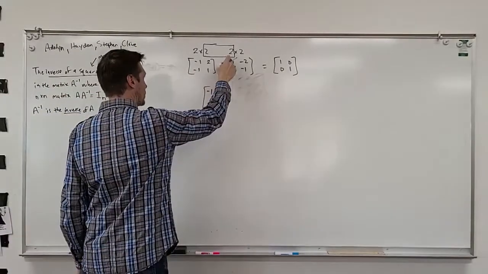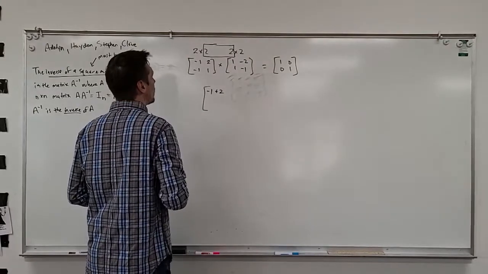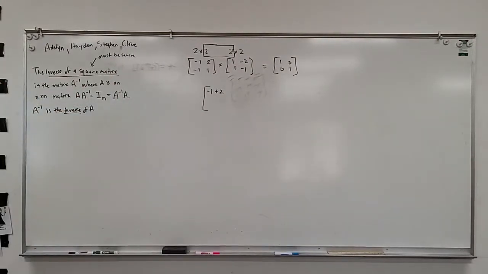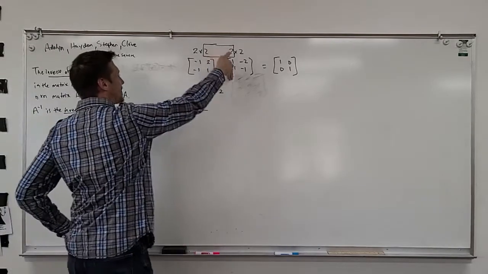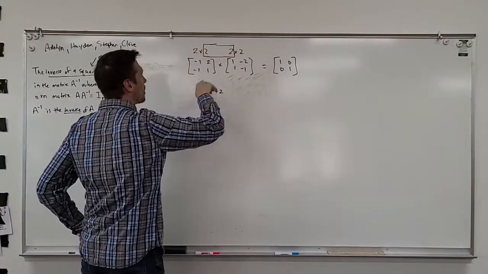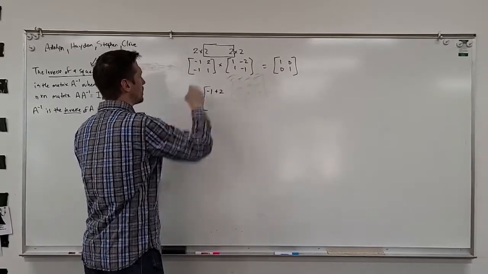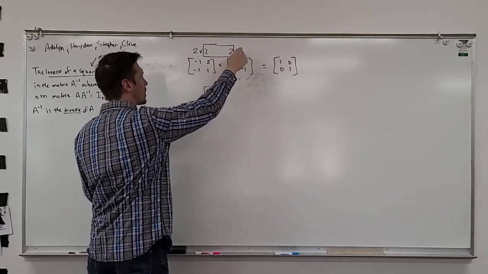So now we're doing this one times this column. Are you sure about that? Wait a minute. Look, I haven't thought about matrices either. Right, so it's this times this, and then this times this. Okay, yes, here we go. So I'm going to do this times this column, and then this top row times that column.